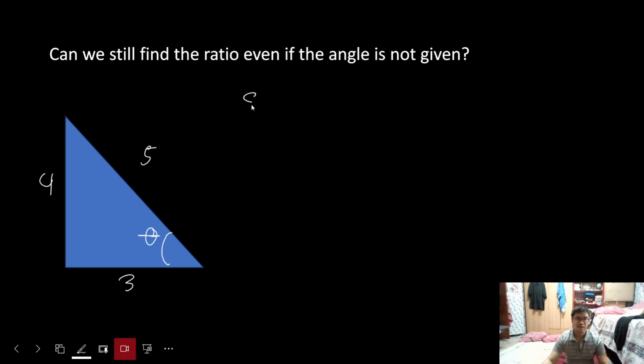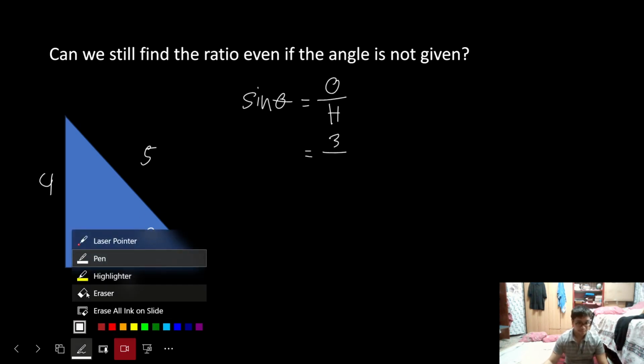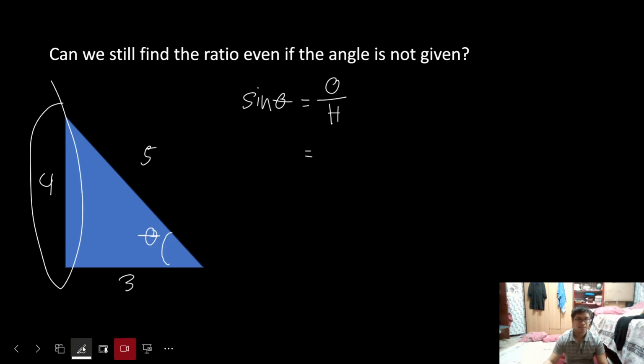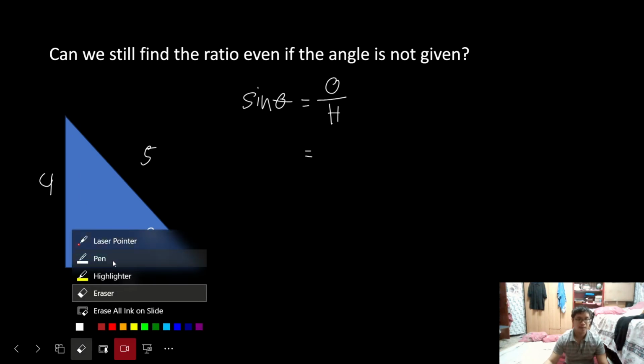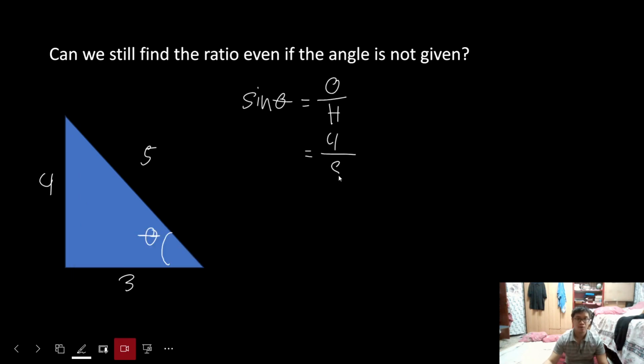Yes. Let me give you, for example, sine theta. What is the ratio of sine theta? It's opposite all over hypotenuse. So your opposite here is 3 all over, oh wait, forgive me. It's not 3. It's actually 4, because your opposite side is here. So this is 4 all over 5. That's it. Even if the angle is not given and you want to find the ratio of opposite and hypotenuse, you can still find it. Just use this formula. All right. That's your answer.